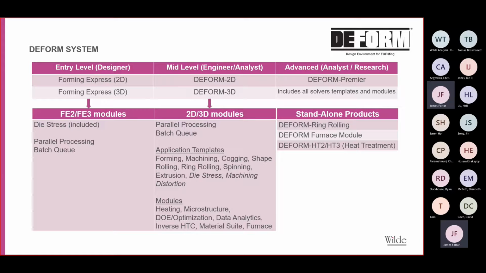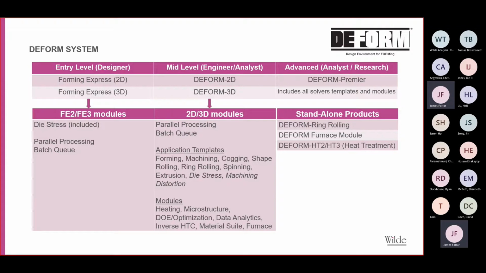And there's some additional modules that you can add to that system, such as microstructure, DOE optimization, data analytics, material suite, furnace modeling. And we have a system called DEFORM Premier, which wraps all of those into one bundled product where you get every bit of the capability.